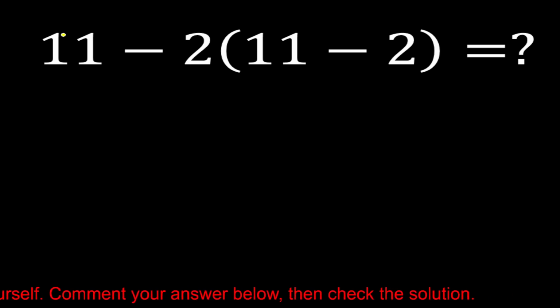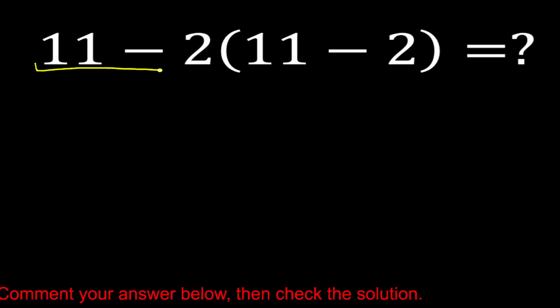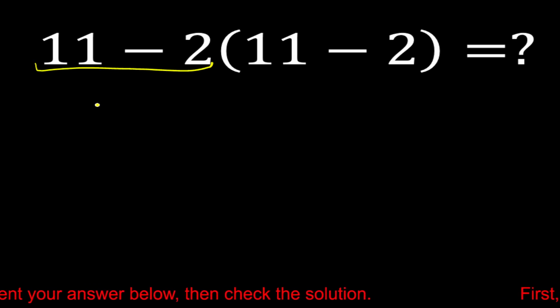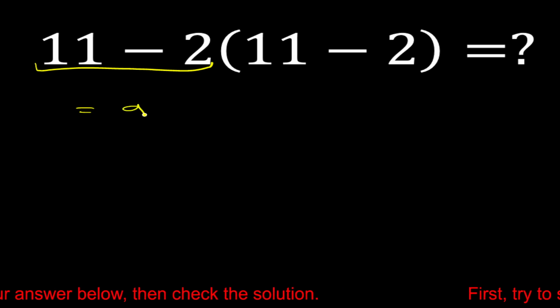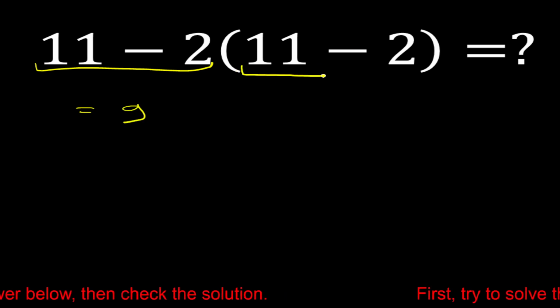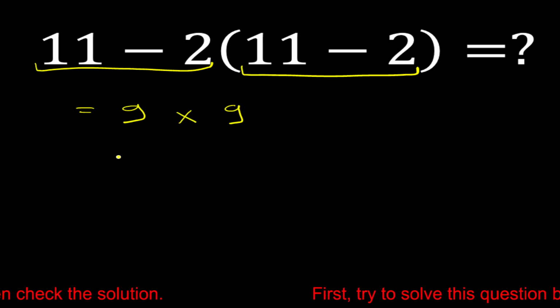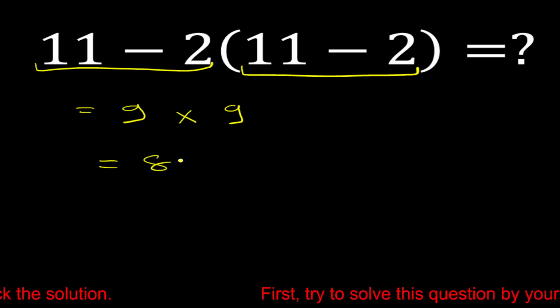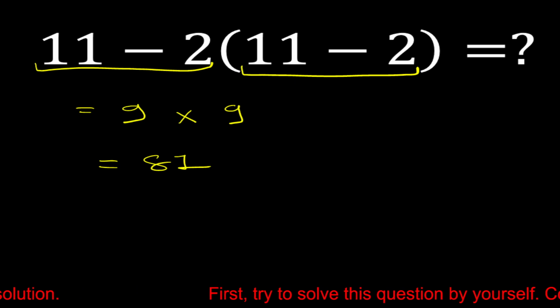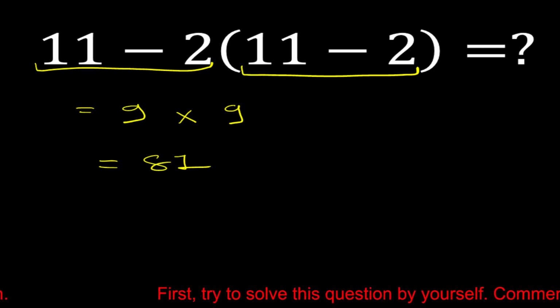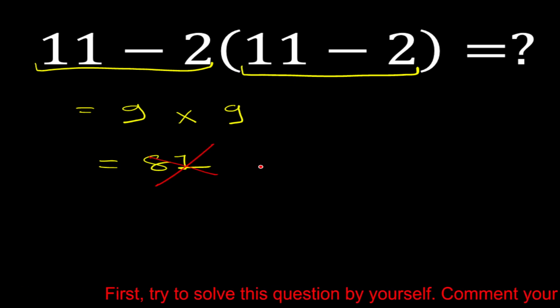So most people solve this question like 11 minus 2 is equal to 9. Then again 11 minus 2 is equal to 9. Now 9 multiply 9 is equal to 81. But this answer is not correct. This answer is completely wrong.